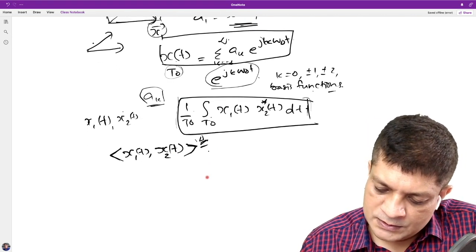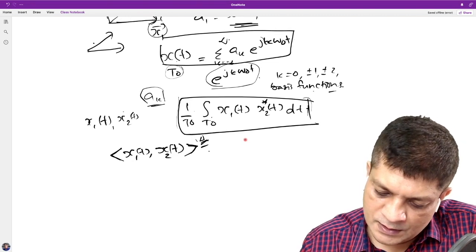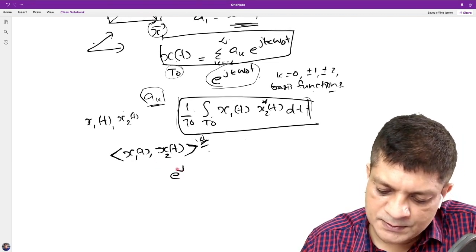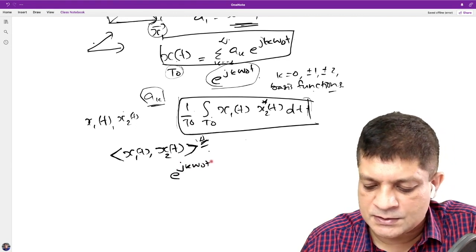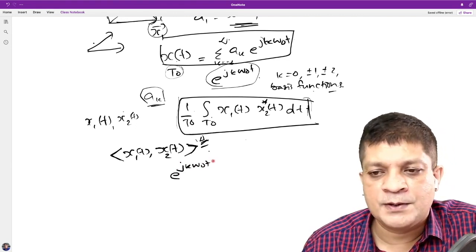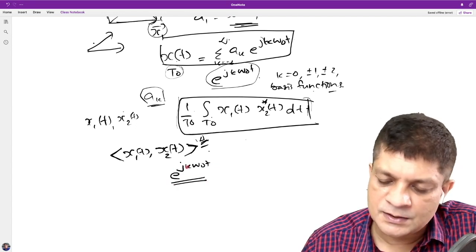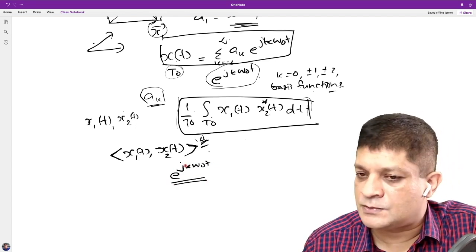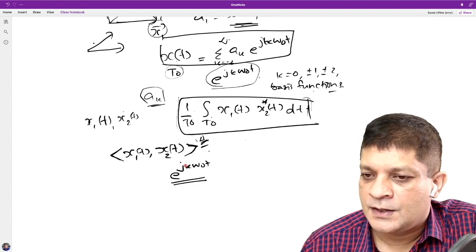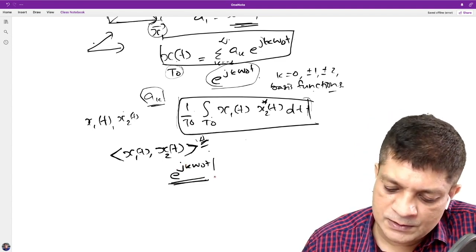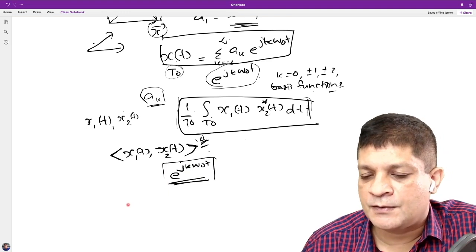Now let us consider complex exponentials. They are the basis functions. That means any given periodic function with period t naught can be expressed as a linear combination of these, for different values of k. That's why we call them basis functions.